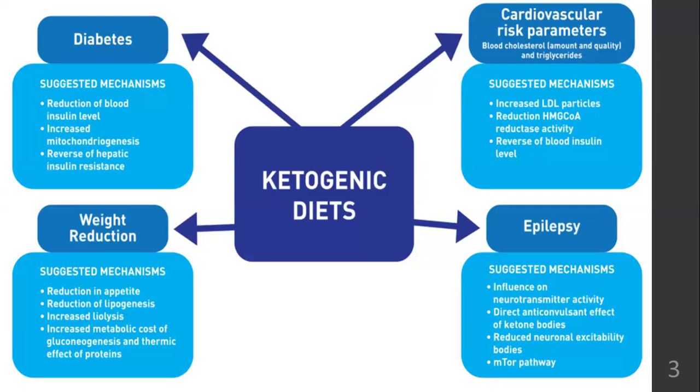How does the ketogenic diet help people who have different conditions? For diabetic people, it reduces the blood insulin level because there are not enough carbohydrates to get the insulin up. It also increases the mitochondria in your cells. When more mitochondria are produced within your cells, you get more energy.